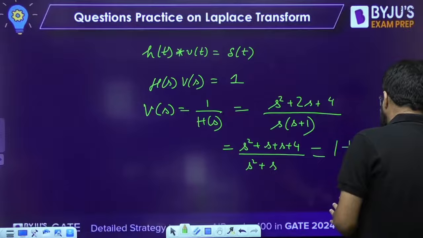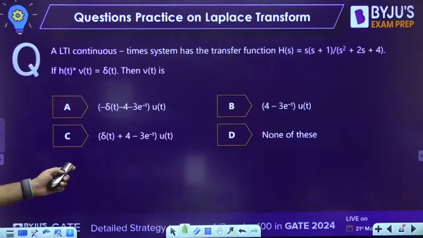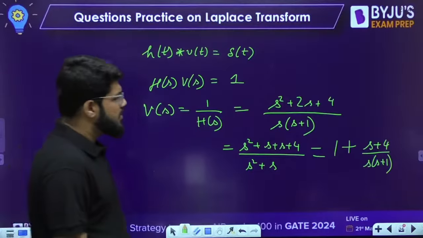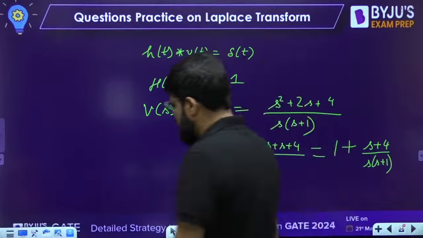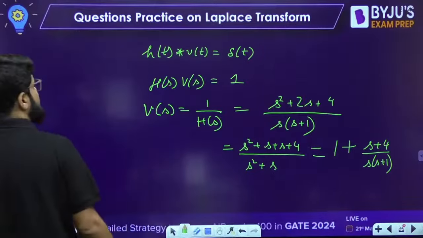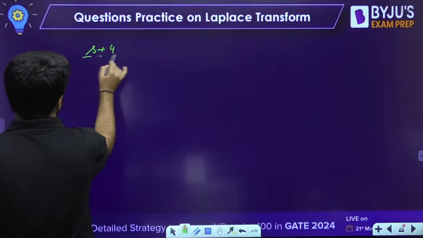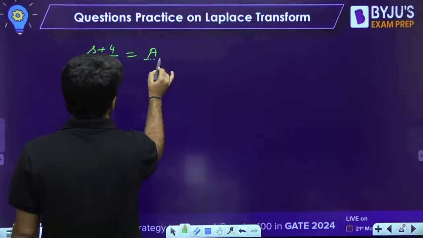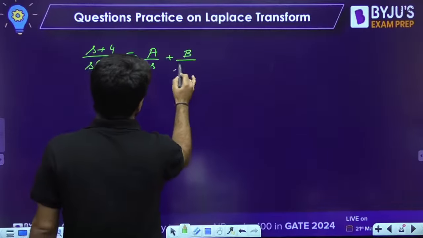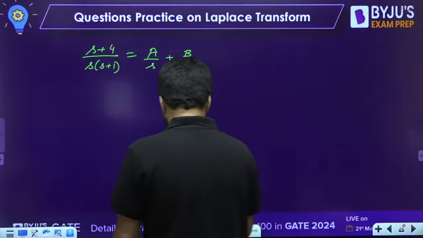Again, let me write it as s(s plus 1). We have to break that into partial fractions to get the answer. So (s plus 4) upon s(s plus 1) we will break into partial fractions. It can be split as A by s plus B by (s plus 1) as per the partial fraction.